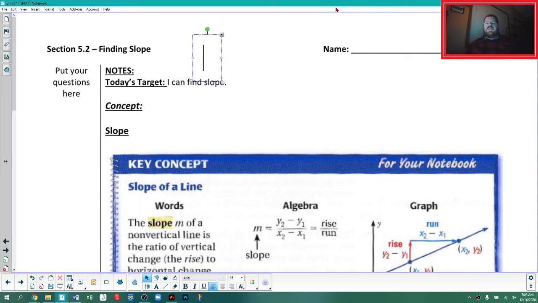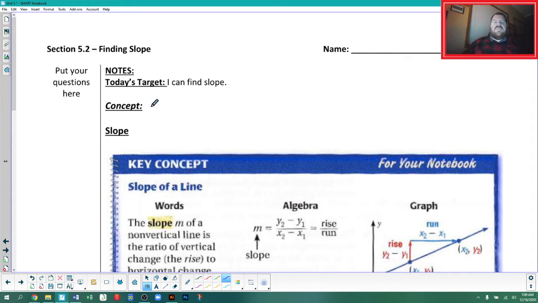Hello and welcome to the section 5.2 lesson today. Today we're going to be talking about finding slope and everything that goes into finding slope: how to find it, where to find it, what to do with it, I guess even.